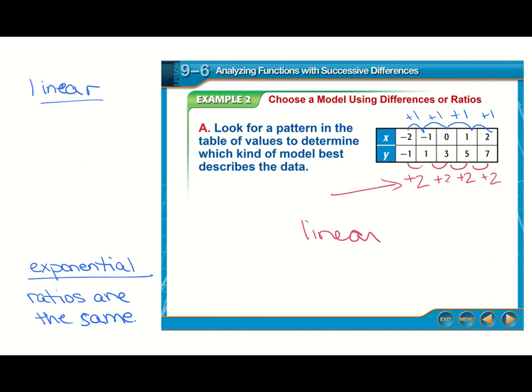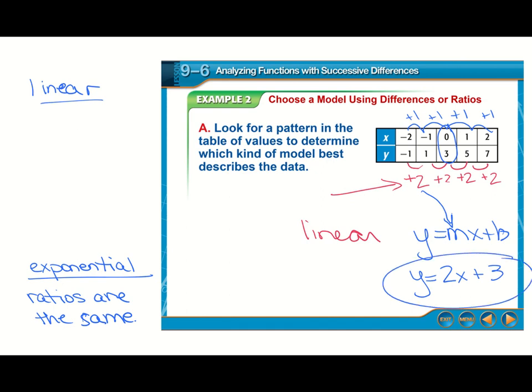Okay, let's go ahead and come up with an equation for this one. I know it doesn't say to, but you have to in a little bit, so let's just do it now. The equation for linear is y equals mx plus b. That's our slope-intercept form. The slope is what you're adding each time, so that's going to be 2 in this case. Your b is your y-intercept. So remember, your y-intercept is wherever x equals 0. So y equals 3 in this case when x equals 0. So y equals 2x plus 3 is our equation.